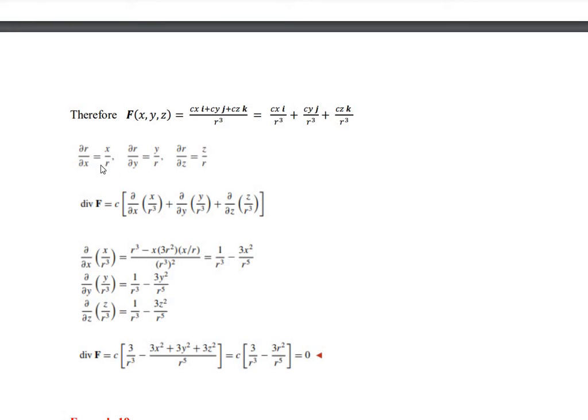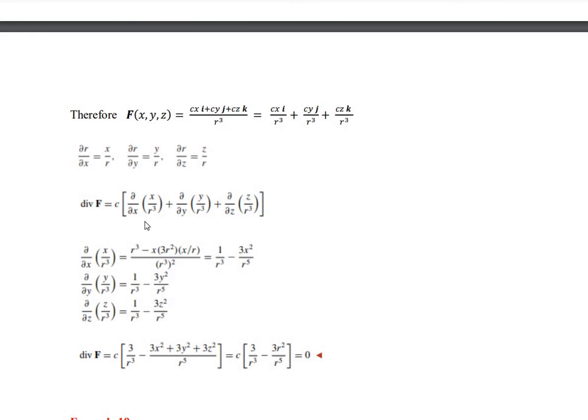Therefore, dou r by dou x is equal to x by r, then dou r by dou y is equal to y by r, dou r by dou z is equal to z by r. Therefore divergence: c into dou by dou x of f, then dou by dou y of g. So what is g here? Then dou by dou z of z by r cube. Okay. So this one is f, this one is g, and this one is h. So you will get divergence as this one.